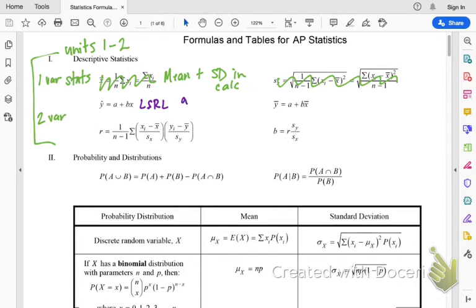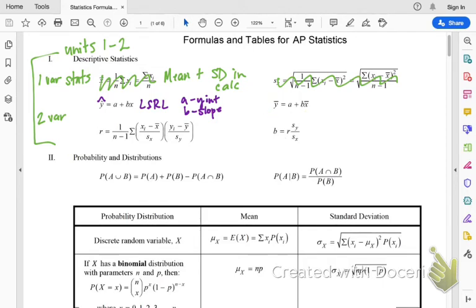The next, so this is the LSRL formula, where A is your y-intercept and B is your slope. Don't forget your hat. So if it ever asks you to find the LSRL, remember that you need to define your parameters and don't forget the hat.